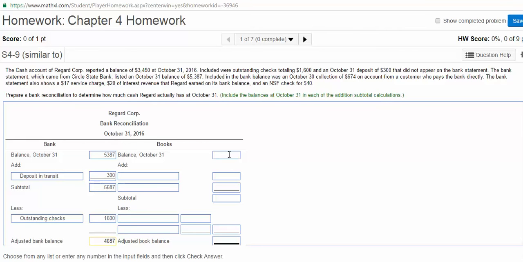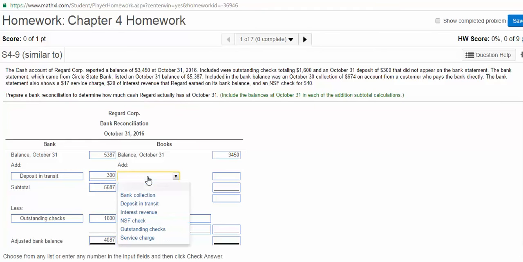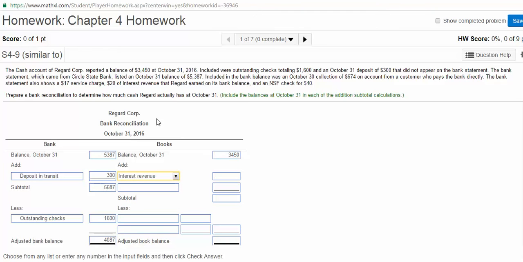Then you slide over here, and now you're starting with the company books. And the cash account in Regard Corporation is $34.50. Now the things we add to the books version of the truth are the things that the books could not possibly know. Or think of it this way: what the books learn by looking at the bank statement. Well, one of the things that the accounting books learn is the amount of interest revenue. So let's go ahead and add interest revenue. You can see here that it says $20 of interest revenue.